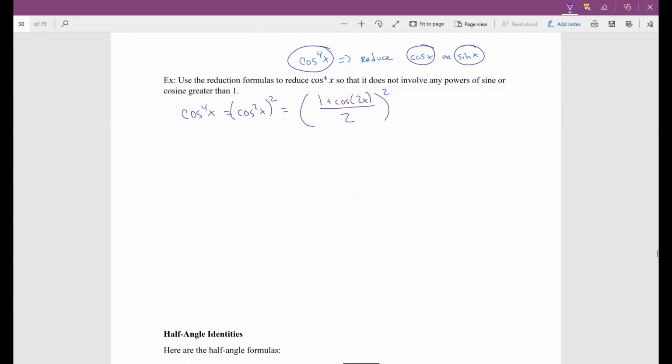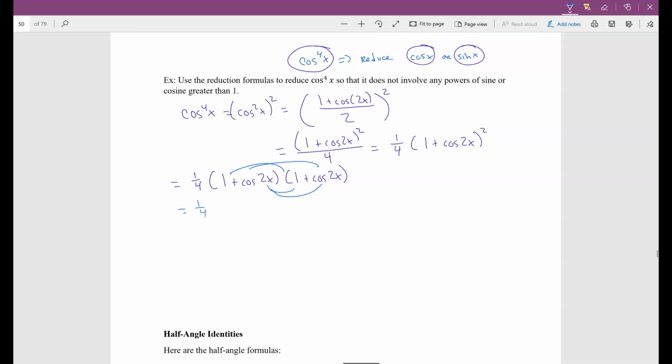All right. So what I'm going to end up getting is 1 plus cosine 2x, this whole thing squared, divided by 2 squared, that's going to give me 4. So let me pull out the 1/4. And I have 1 plus cosine 2x squared. So now I'm going to have this 1/4, and then I have 2 of these guys, 1 plus cosine 2x, and then another 1 plus cosine 2x. All right. And now I'm going to FOIL this whole thing out. So I'm going to have 1/4, then 1 plus cosine 2x plus cosine 2x plus cosine squared 2x. So then what I get is 1/4, 1 plus 2 cosine 2x plus cosine squared 2x.